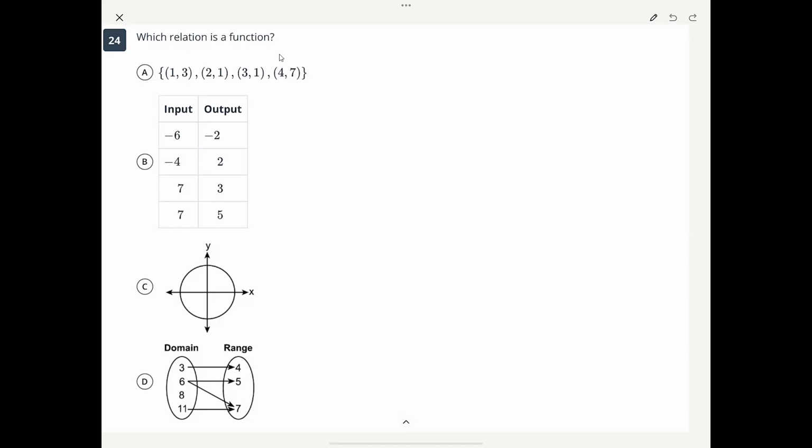This is question number 24. It says, which relation is a function? This is a pretty straightforward question. I'm going to start by going to the ones that are not functions.